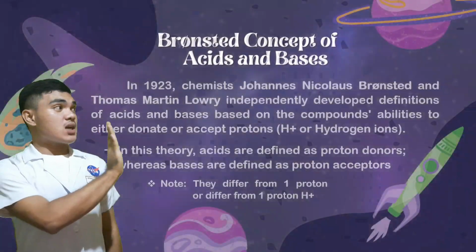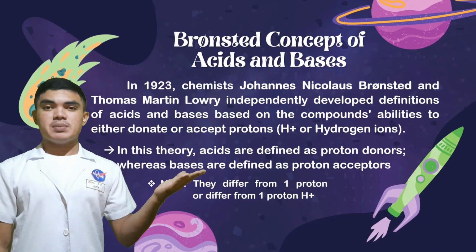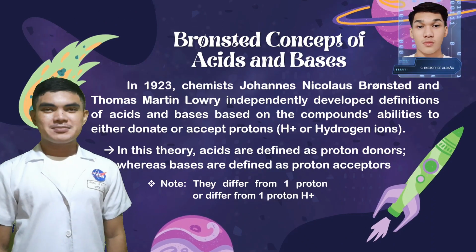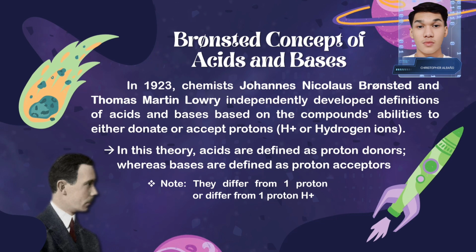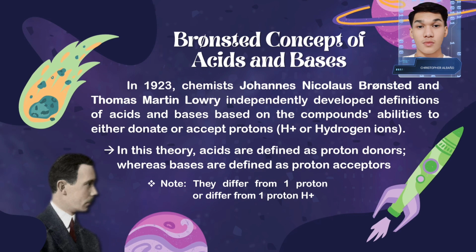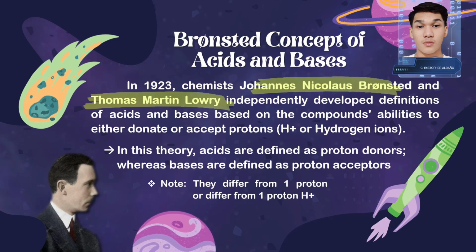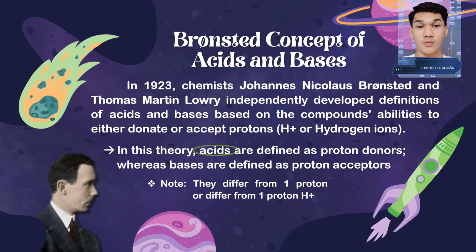In explaining the Bronsted concepts of acids and bases, Christopher will be in charge. You've got this, Christopher. Alright, what's the Bronsted concept of acids and bases and who coined this? Well, in 1923, chemists Johannes Nicolaus Bronsted and Thomas Martin Lowry independently developed definitions of acids and bases based on compounds' abilities to either donate or accept protons, which are hydrogen ions.